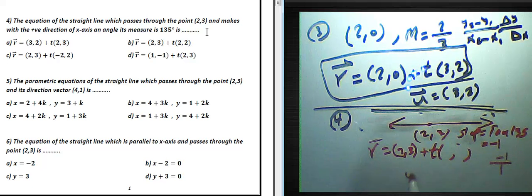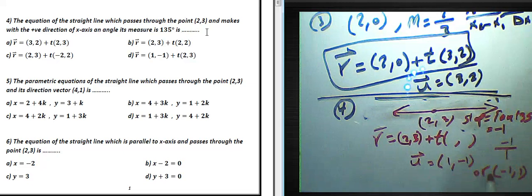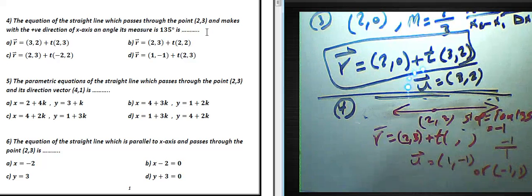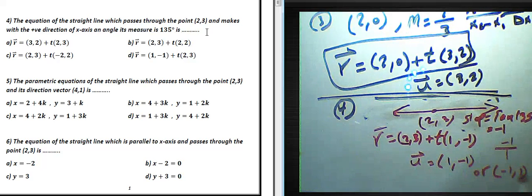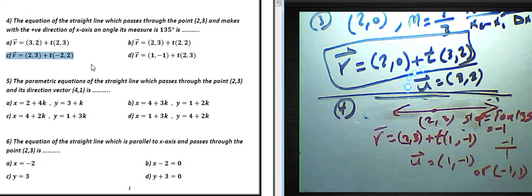Okay, or you can write vector u 1 and negative 1, or you can write negative 1 and 1. You can write 1 and negative 1 or negative 1 and 1 in this direction. Okay, understood? This is a point here, 2 and 3, and the slope was negative 1 and 1. Look at with me about the result here, about question letter C. The result will be negative 2 and 2. Yes, we can write negative 1 and 1, or we can write negative 2 and 2, because negative 2 over 2 equal negative 1.